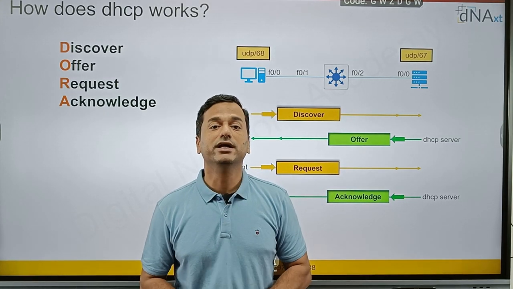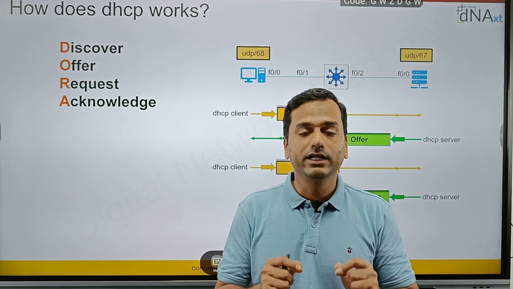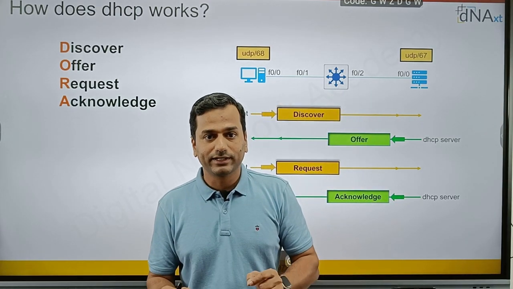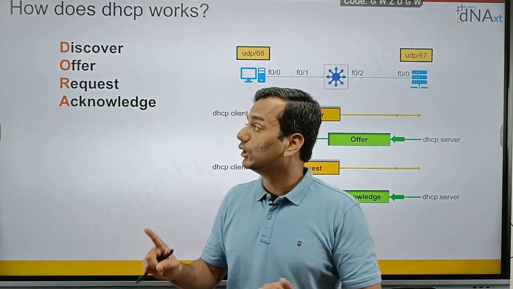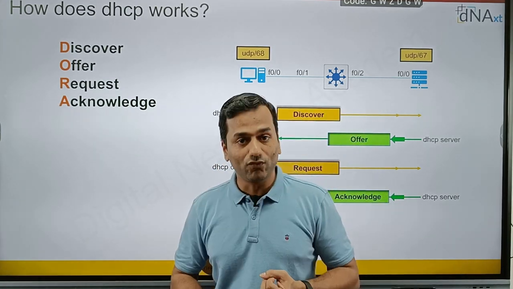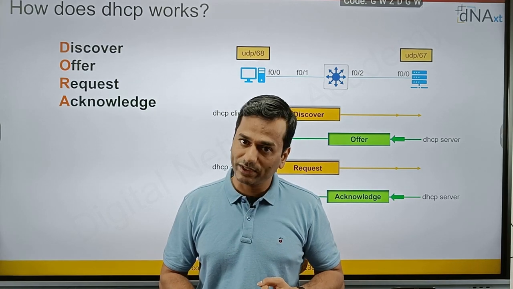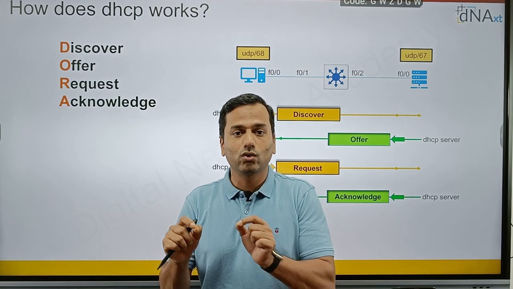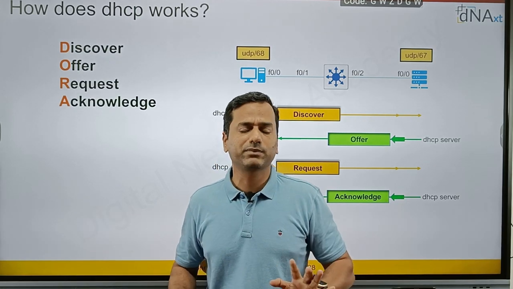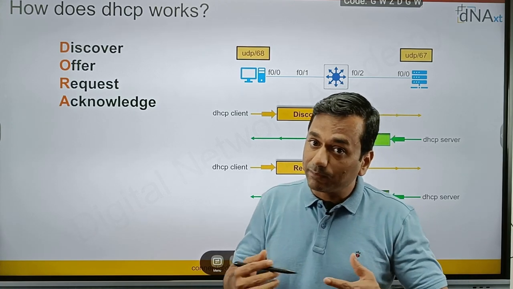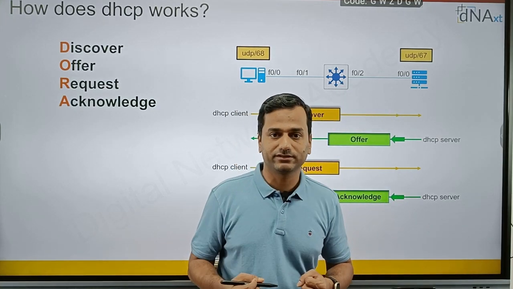This is one process. DORA, right? D-O-R-A, DORA, right? Not from the cartoon channel, right? D means discovery, O means offer, R means request, and A means acknowledgement, okay? DORA process. Wherever you go, you will get the same information basically, right? So basically these are the messages, right?